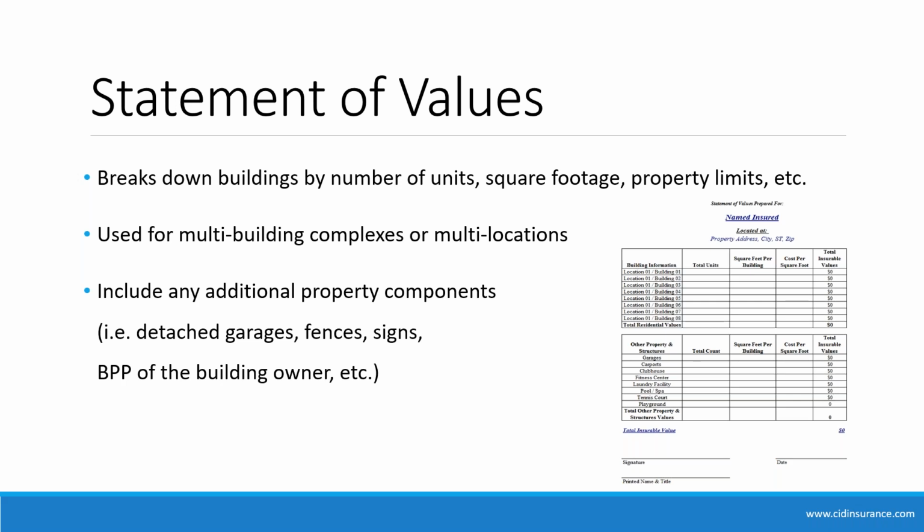From an apartment perspective, we would want to be breaking it down by the number of units per building, the square footage per building, your total building limit for that building, business income for that building, if any BPP is needed. Again, it's just a breakdown of those coverages that we're looking for and the rating factors, because that is important information to have. We can also use this for any additional property components. If there's carports or detached garages, there's a fence, those signs, things like that that I was talking about earlier. That's another good thing to include on your statement of values to make sure we're scheduling all the property coverages that is being needed.